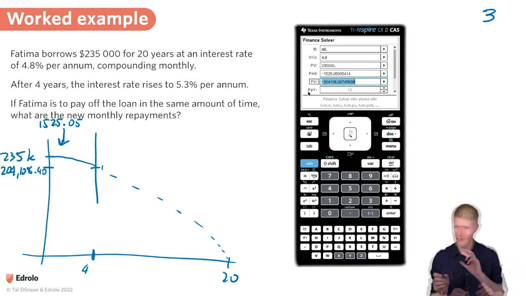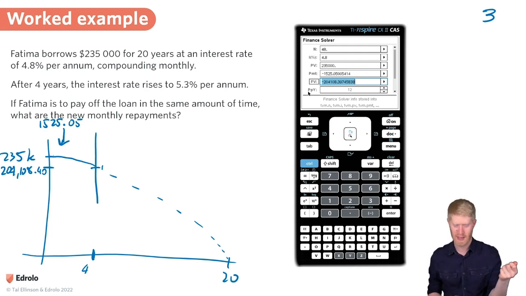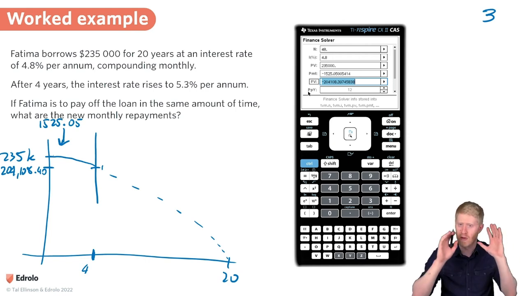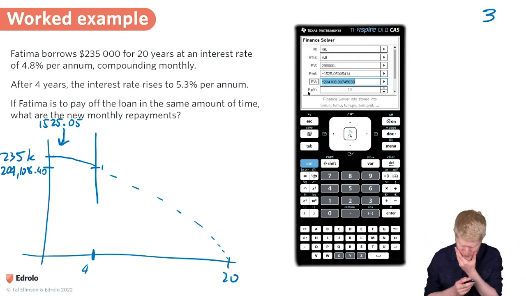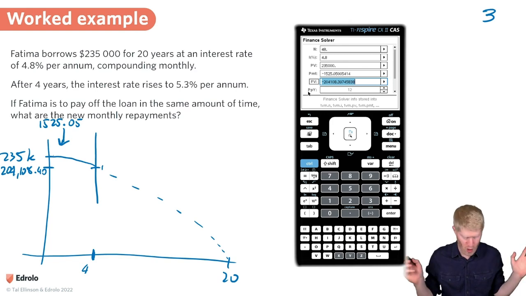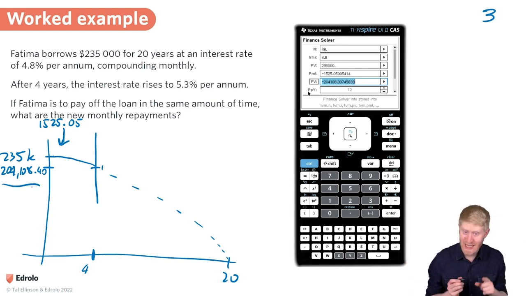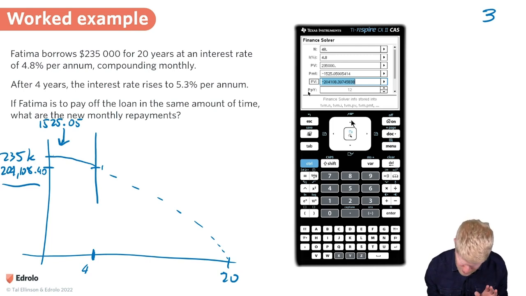$204,108.40. Okay, can you see how doing a finance solver under the first scenario can give you information that can help you for the second scenario? And how by drawing a graph, we can actually place the numbers in a logical way that helps us understand what's going on. We're now in a new world where Fatima owes $204,000 and she still needs to get down to 0 in 20 years with a different interest rate. So one step at a time.